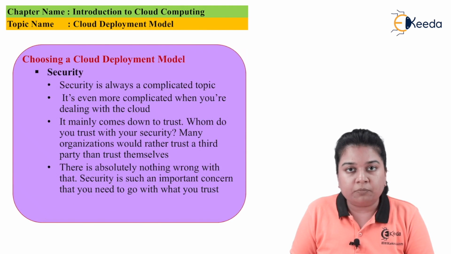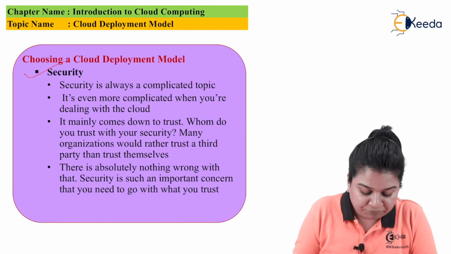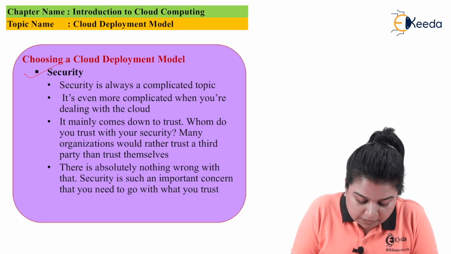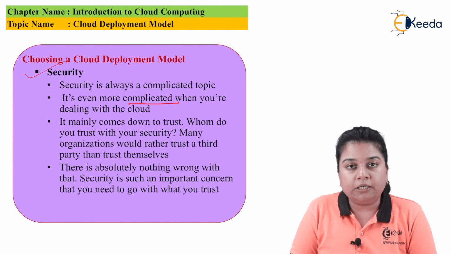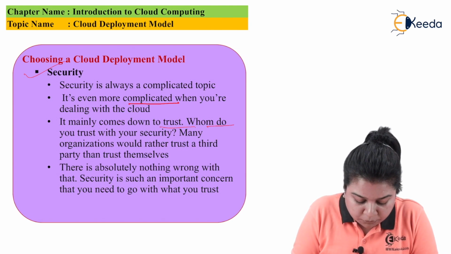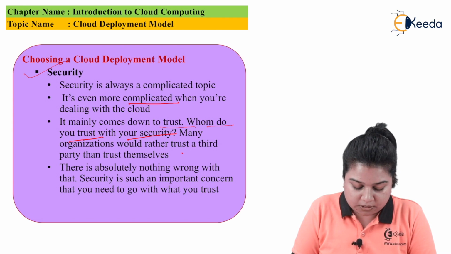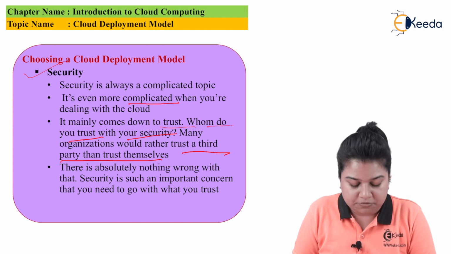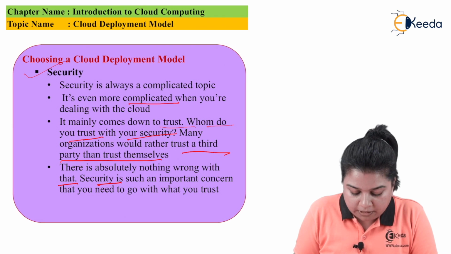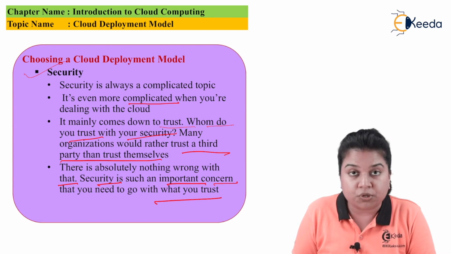Choosing a cloud deployment model has certain concerns, like security. Security is always a complicated topic. It's even more complicated when you are dealing with the cloud. It mainly comes down to trust. Whom do you trust with your security? Many organizations would rather trust a third party than trust themselves. There is absolutely nothing wrong with that. Security is such an important concern that you need to go with what you trust.